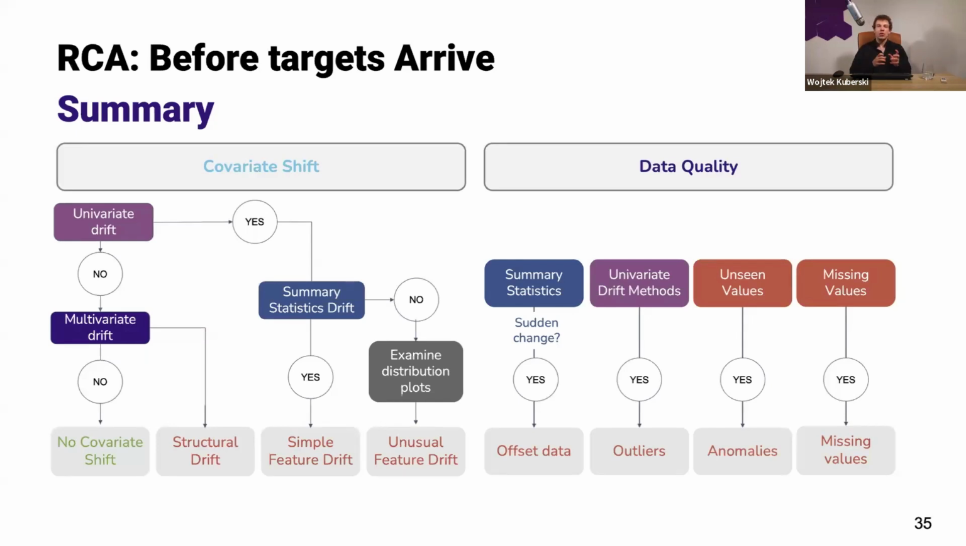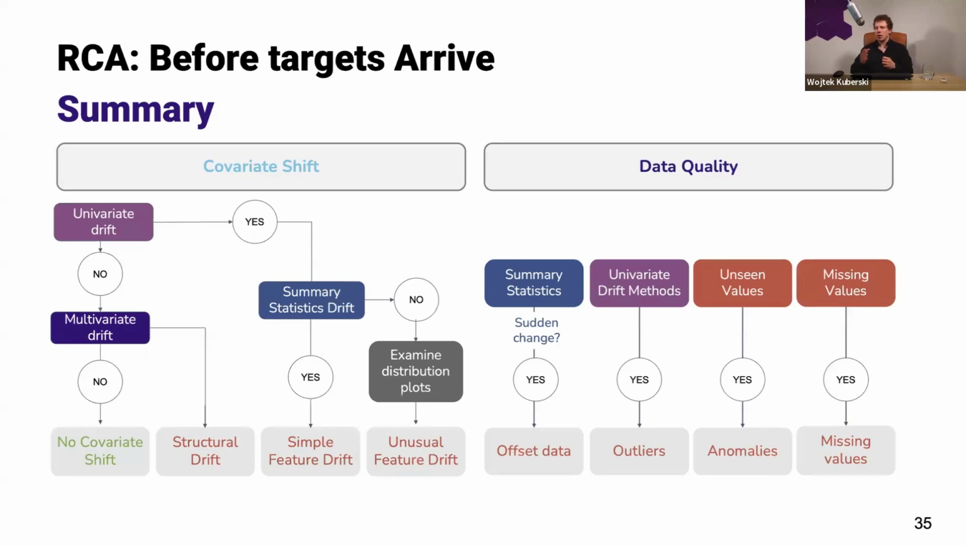If we see no change in univariate drift signals, so we don't have any alerts for Jensen-Shannon distance, then we're going to look at multivariate drift. If we don't see anything there, then there's no covariate shift for that specific feature or subset of features. If we do see an increase in the multivariate tools' detection, then we have structural drift. The data structure has changed.